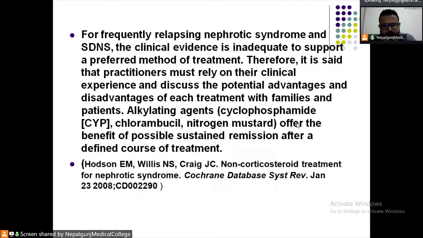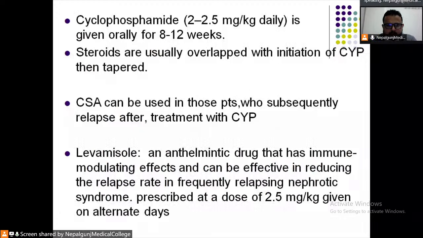So, alkylating agents like cyclophosphamide, chlorambucil, nitrogen mustard offer the benefit of possible sustained remission after a defined course of treatment. So cyclophosphamide for the resistant cases or the relapse cases is given in a dose of 2 to 2.5 milligram per kg daily, orally for 8 to 12 weeks. Steroids are usually overlapped with the initiation of cyclophosphamide and tapered. Chlorambucil can be used in those patients who subsequently relapse after treatment with cyclophosphamide.